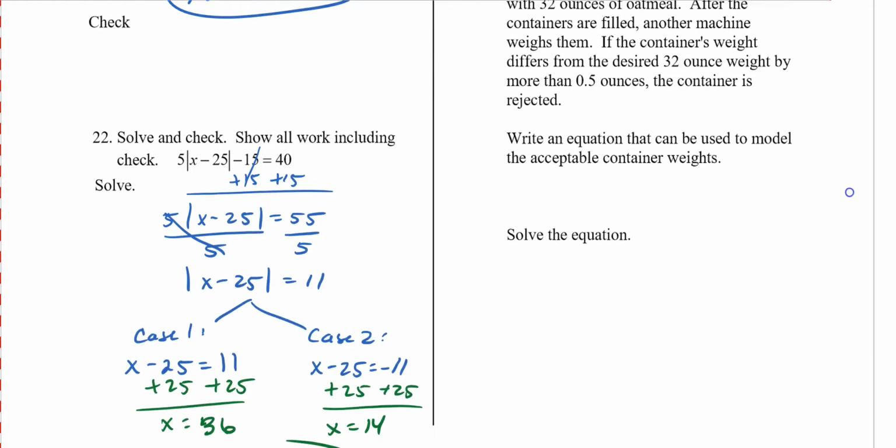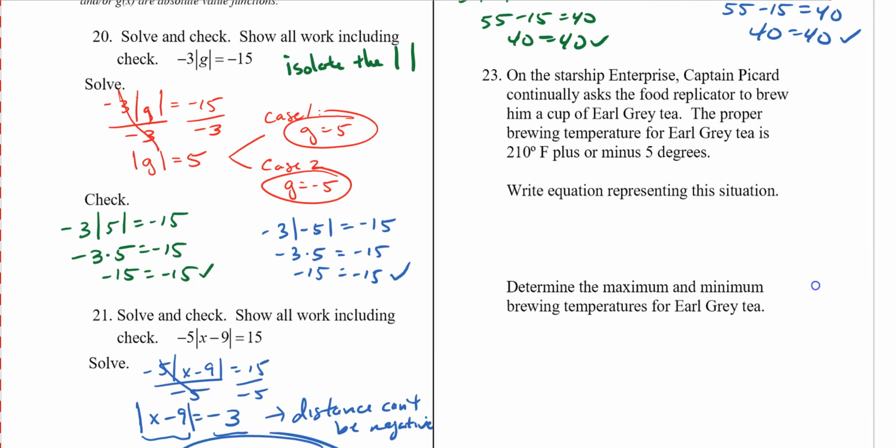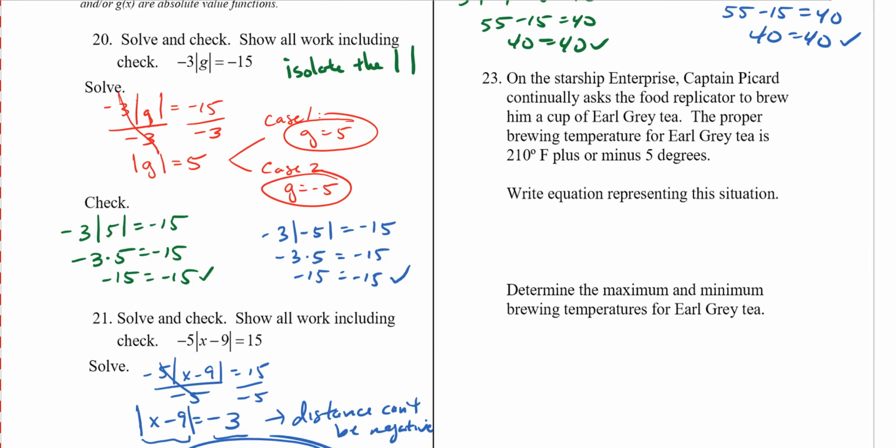Last two problems. These are the word problems. When we read this, we're looking for maximum and minimum temperatures. Remember, what we used in class was it's the absolute value of the expected minus the actual, and that was equal to the variance or the tolerance, however we set it in class. Okay, so Captain Picard is heating up his Earl Grey tea. The proper brewing temperature is 210 degrees plus or minus 5 degrees. Write an equation to represent the situation.